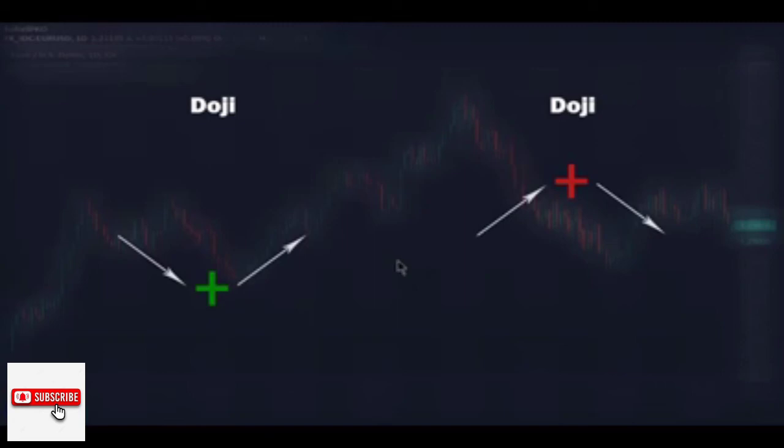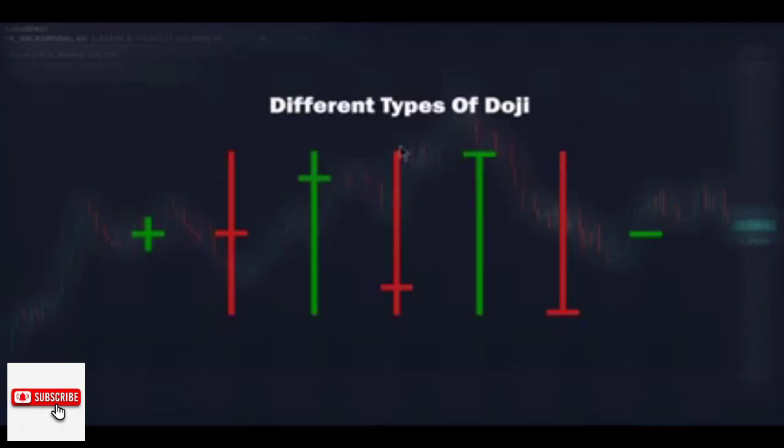Dojis are mostly considered in combination with other candlesticks in a form of a pattern, which I'll explain in next episodes. We have different kinds of dojis, and not all of them show indecision, and some of them are naturally bullish or bearish. There are 7 kinds of dojis. The first one is the one that we just discussed, and it's called common doji, plus sign doji, or doji star.